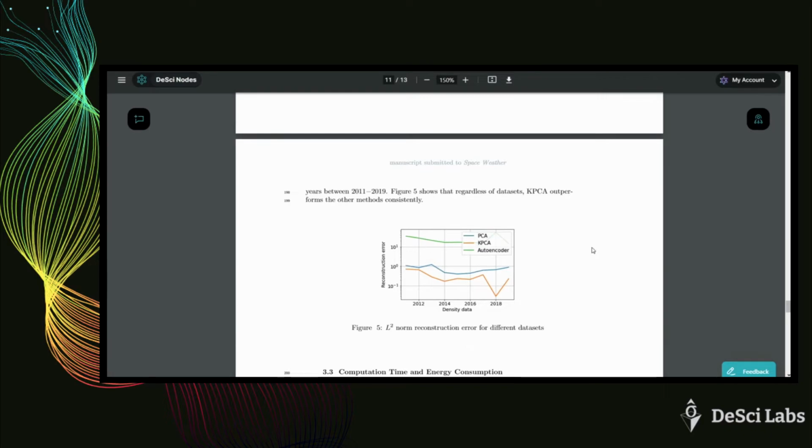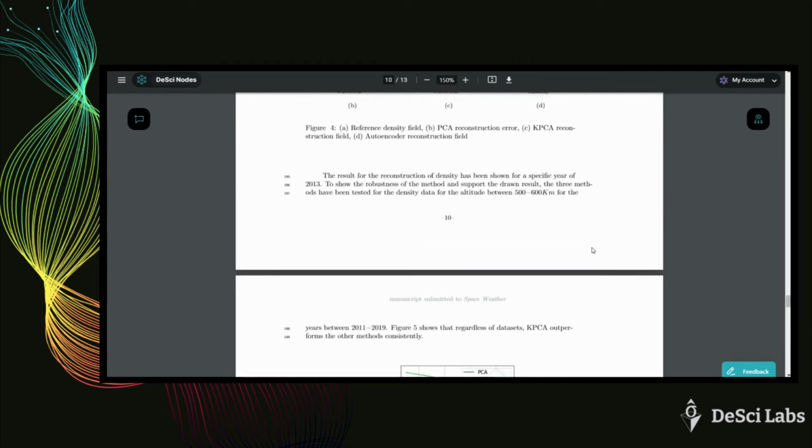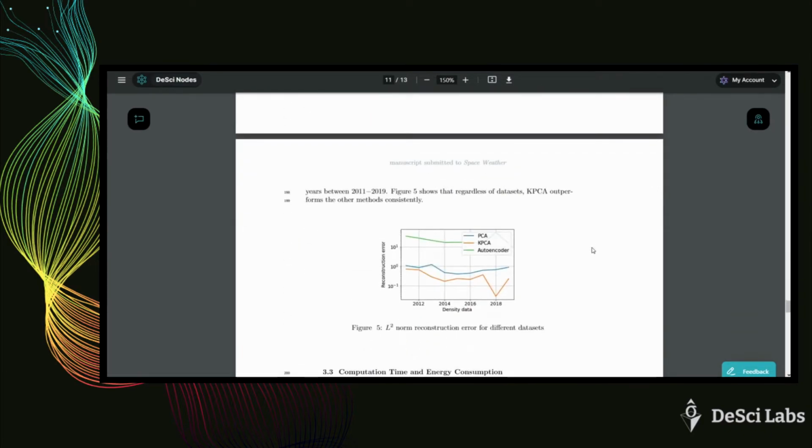Sorry, I said we did the hyperparameter optimization for the autoencoder for 2013, but when we performed this analysis, we didn't optimize the architecture for the autoencoder and also the gamma parameter for KPCA. So we use the same. The gamma is fixed and the architecture also is fixed.